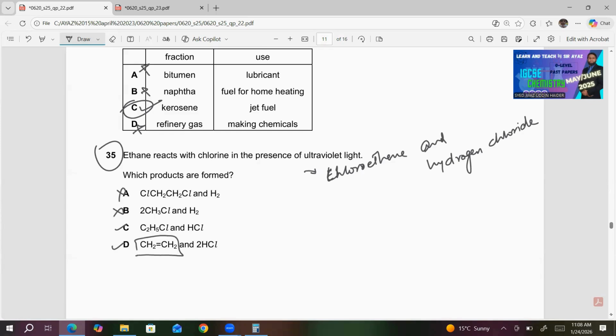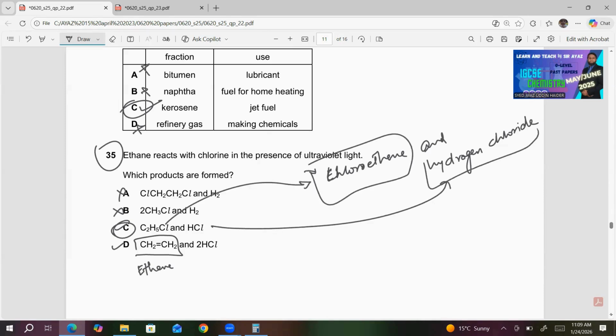Look at D, it's ethene. It's not chloroethane. We have chloroethane here, C2H5Cl plus HCl. HCl is hydrogen chloride. So C must be the right answer in this case.